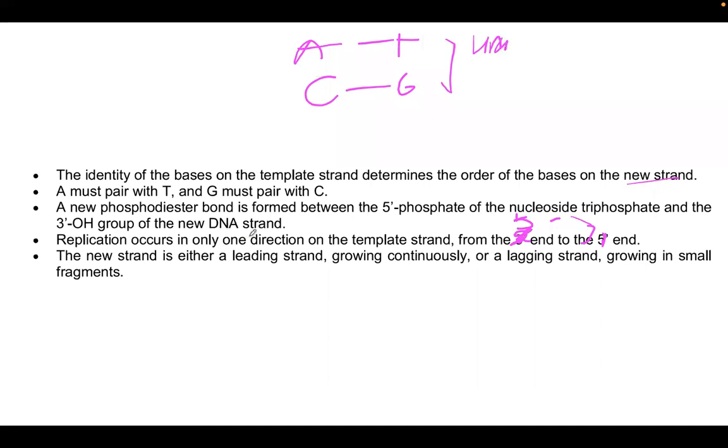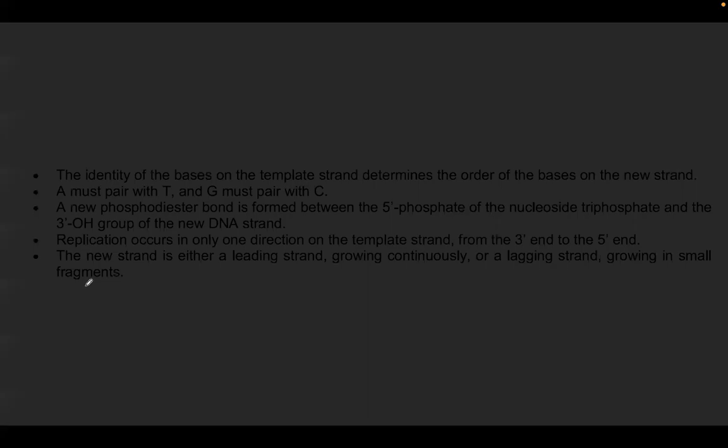So a new phosphodiester bond is formed between 5-phosphate of the nucleoside triphosphate and the 3-OH group of the new DNA strand. So again, yung replication natin, it occurs only in one direction on the template strand, dapat 5' end to 3' end. The new strand is either a leading strand, which is growing continuously, and then the lagging strand growing in small fragments, or what we call the Okazaki fragments.